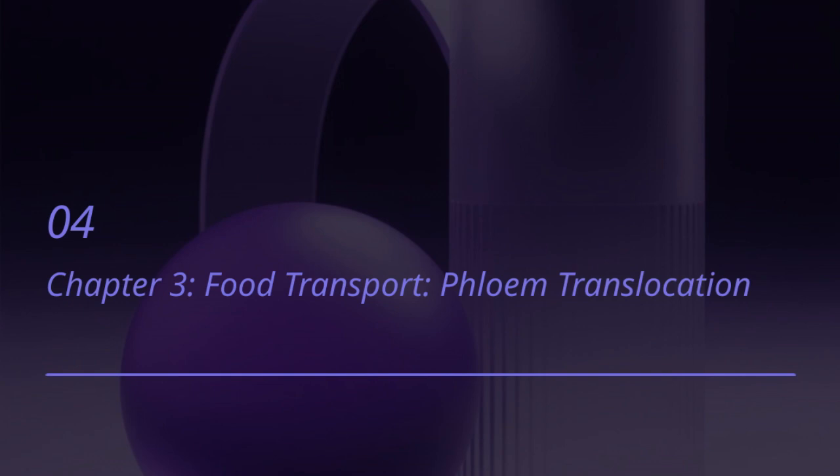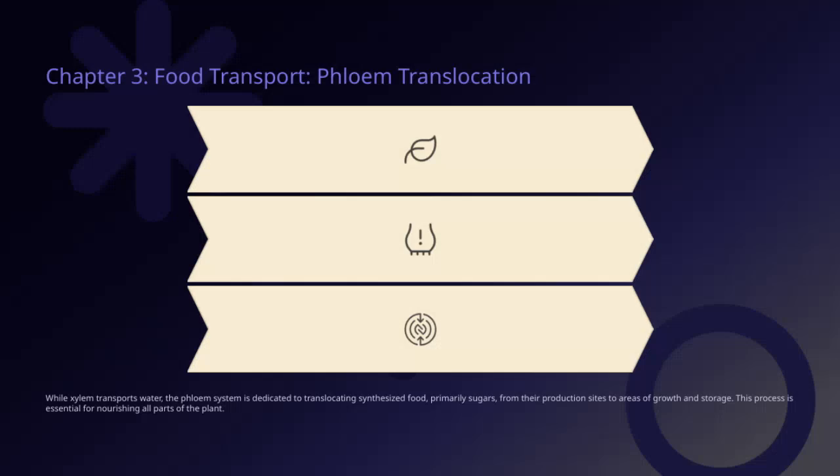Connecting this to the overall theme, understanding phloem translocation helps us appreciate how plants efficiently distribute their resources, which is vital for their growth and survival. It also opens up interesting discussions about how we can potentially influence or enhance crop yields by understanding these mechanisms better. While xylem is responsible for transporting water throughout the plant, the phloem system has a different but equally important role. It is dedicated to moving the synthesized food, mainly sugars, from where they are produced, like the leaves, to other parts of the plant that need nourishment.